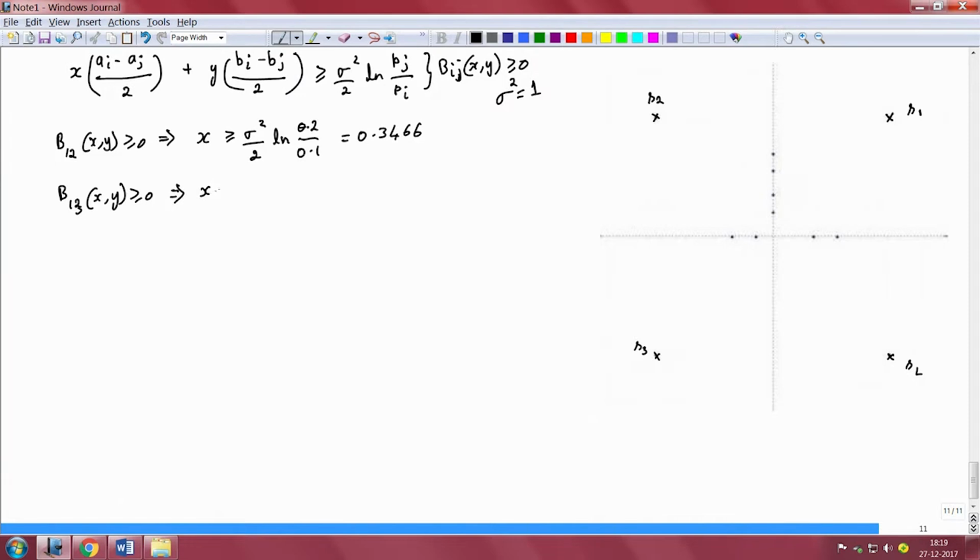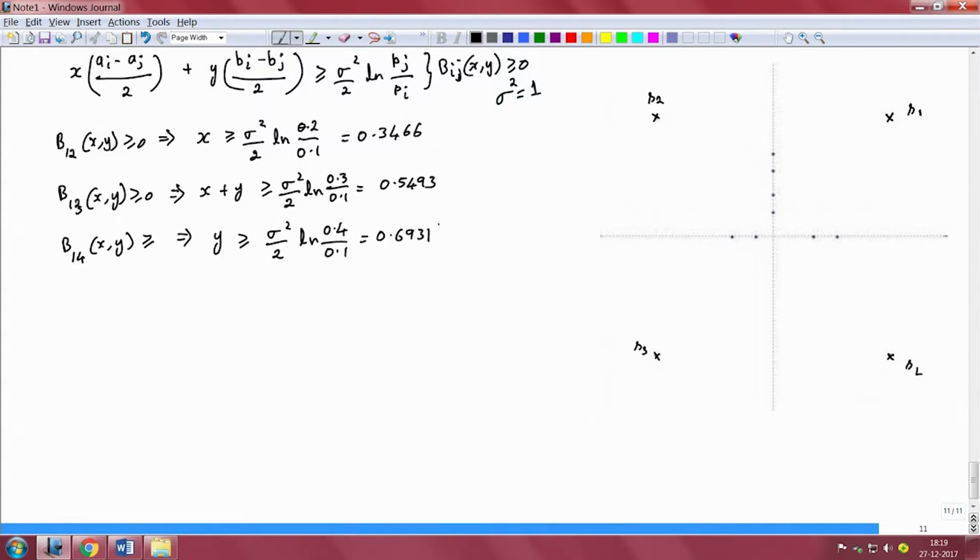So, we will have both x and y terms greater than or equal to sigma square by 2 ln 0.3 by 0.1. So, this comes out to 0.5493. For b14(x, y), between 1 and 4 only the b1 and b4 are different, a1 and a4 are going to be the same. So, we will have only the y term greater than sigma square by 2 ln 0.4 by 0.1. This comes out to 0.6931. I am just taking these values so that I can plot here and show you.